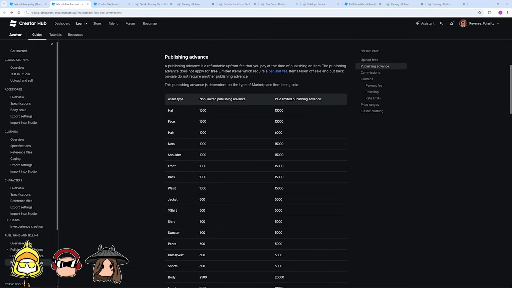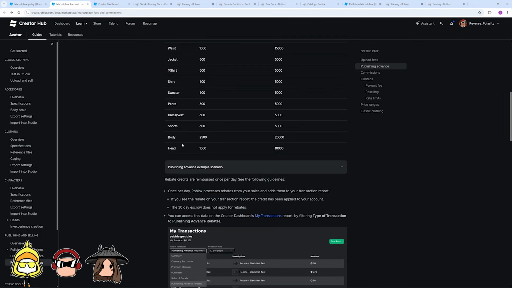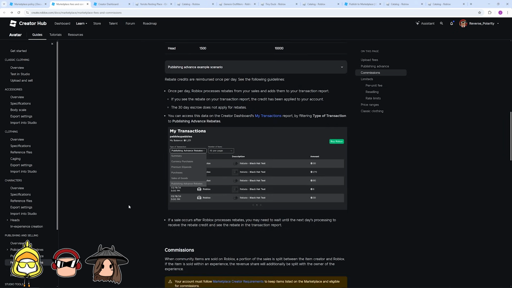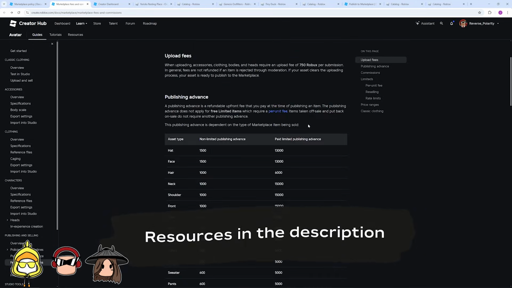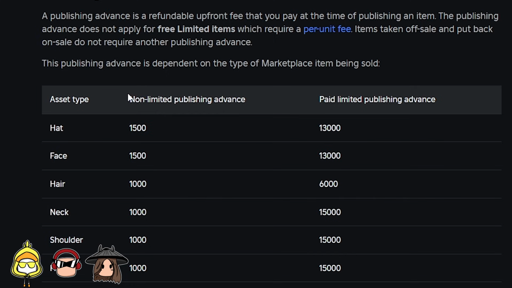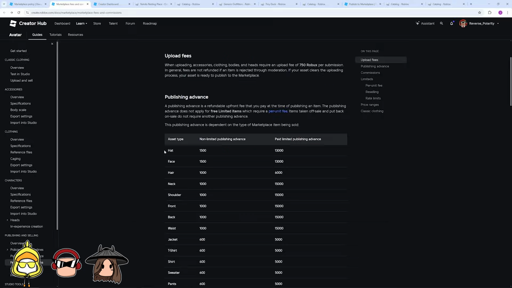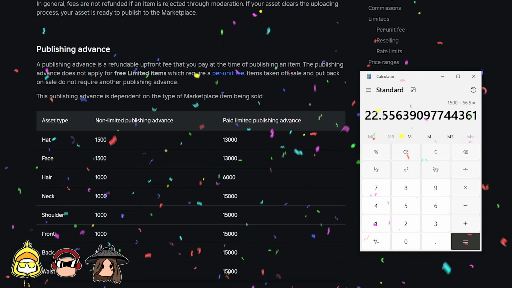The publishing advance is different depending on the type of item it is. But unlike the upload fee, which you don't get back, with the publishing advance, while you haven't recuperated the amount of money you spent on it, your item earns 70% of the Robux instead of the normal 30%. There's more information on this page you can check out, but what that means, brass tacks, is if you're making a hat, that's going to cost you $1,500 in your publishing advance. Well, until you make back that publishing advance, let's say you sell it at 95 Robux, which is I think the current marketplace minimum. If you sell a hat at 95 Robux, 70% of 95 is 66.5. So you only need to make 23 sales before you make back that money.